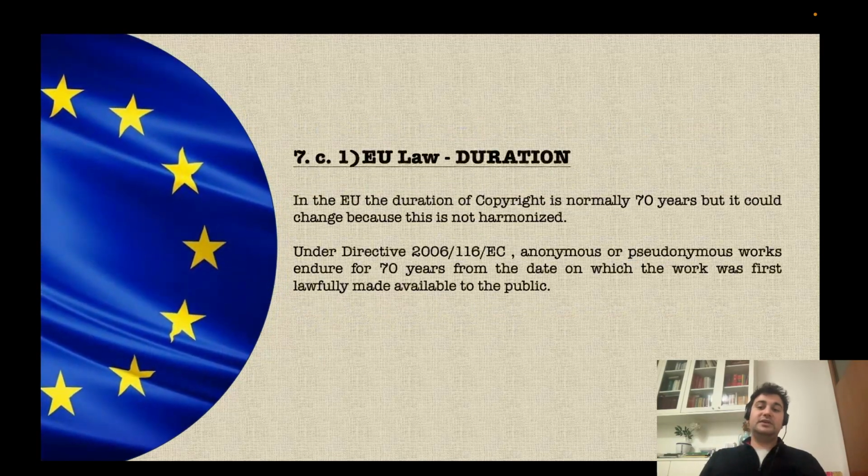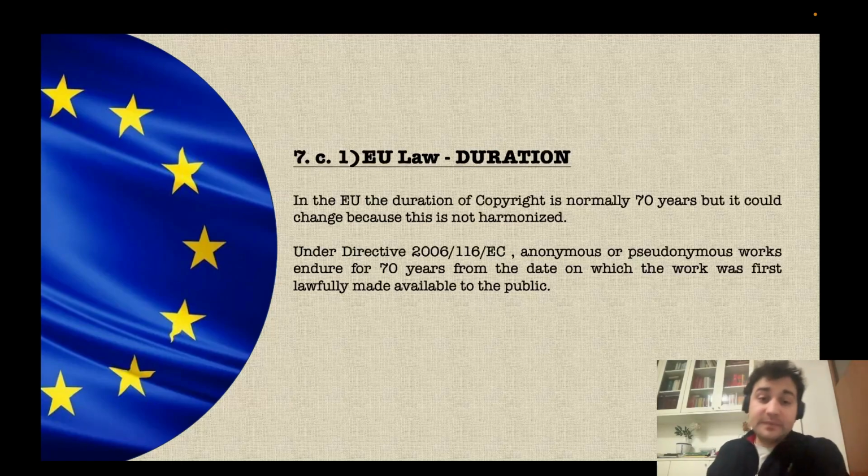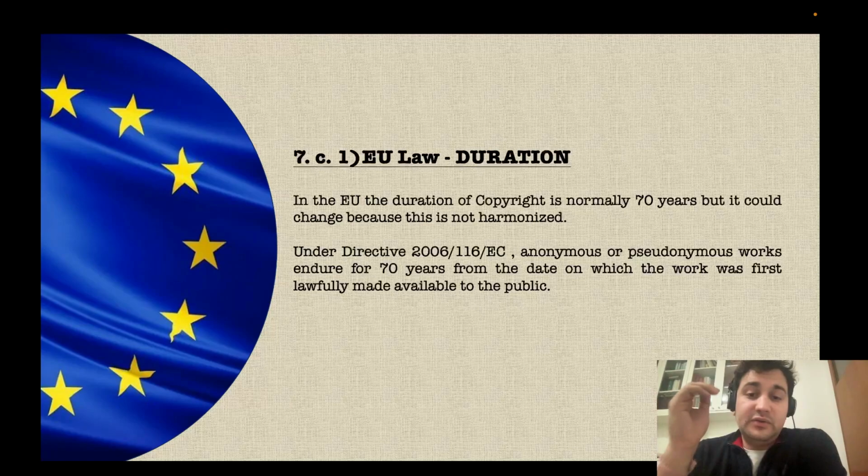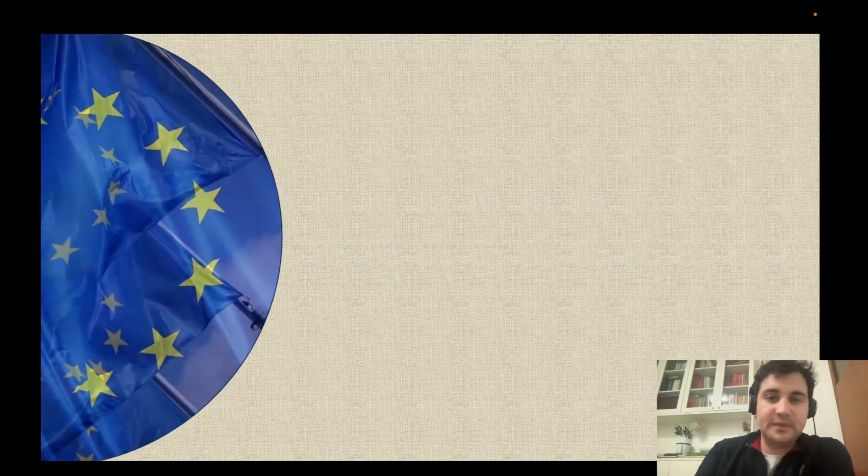The European law is normally 70 years, but it could change because even this is not harmonized, it's decided by the member state. Regarding anonymous or pseudonymous works, under Directive 2006/116/EC, that is the one even that was about the rental, it would endure for 70 years from the date on which the work was first lawfully made available to the public.